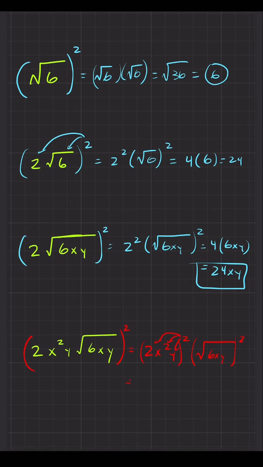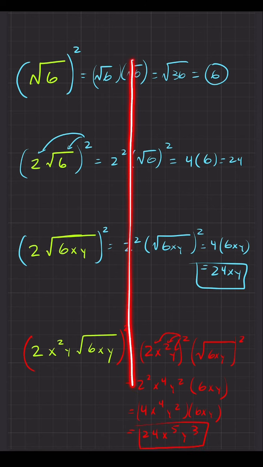All three of those, careful. So that'll be 2 squared x to the 4th y squared times 6xy, the radical cancels. 4x to the 4th y squared times 6xy, which finally goes to 24x to the 5th y cubed. So a little trickier there, but you can see it goes from easy, medium to hard, right?